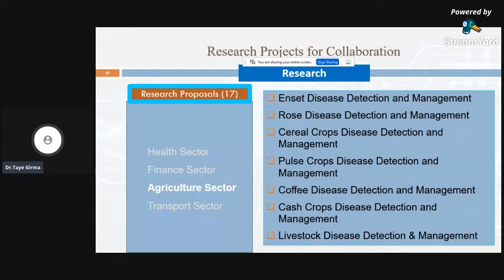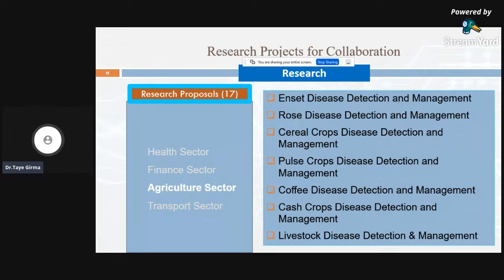Then there is rose disease detection and management. Especially during COVID-19, 20 to 30% of exports was roses, while other neighboring countries didn't manage that. We were able to secure 20 to 30% of hard currency generation in this area. Cereal crop disease detection is also important, because, as Dr. Yemisrach may have told you in the March 8th presentation, around 40 to 47% of the country's GDP is supported by agriculture. So detection and management of disease in the agricultural area is going to be very important for us.